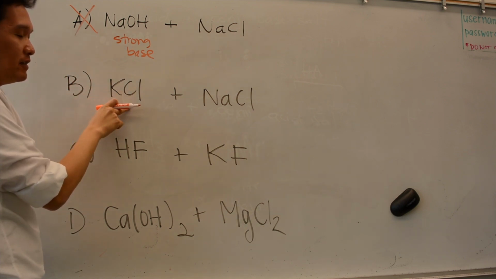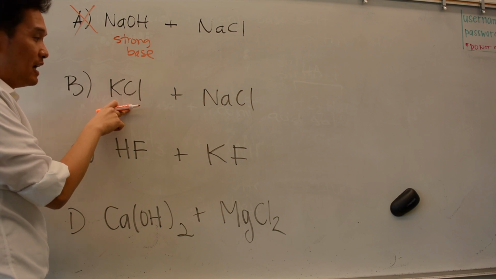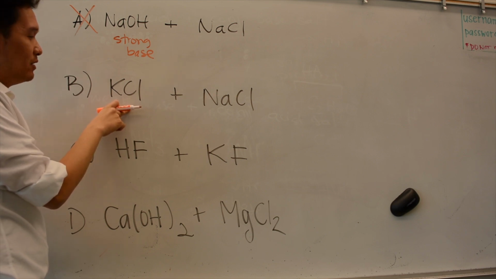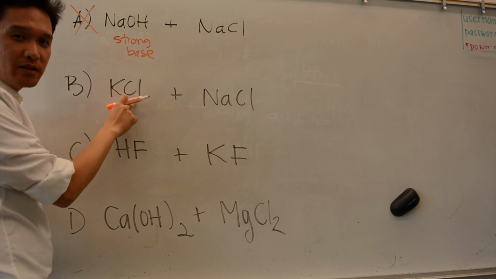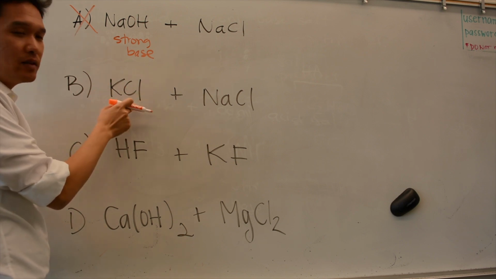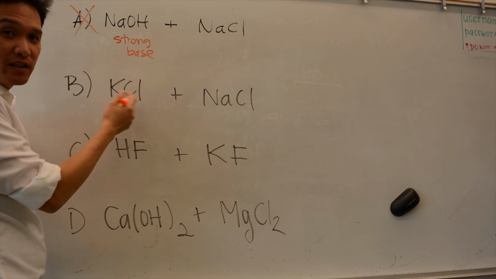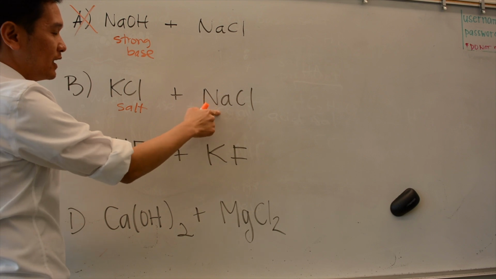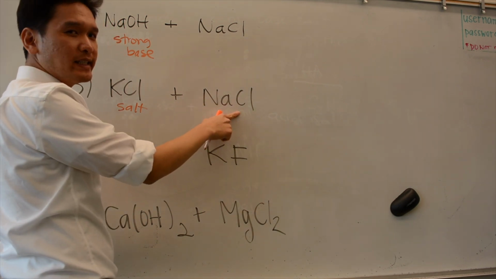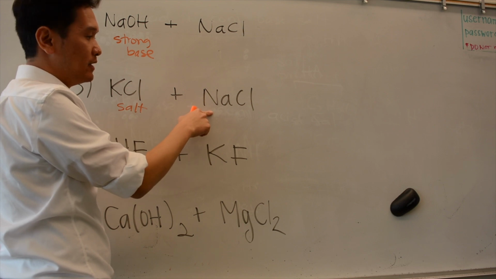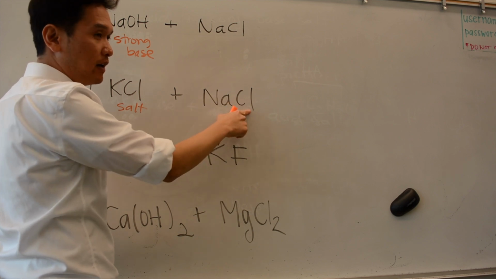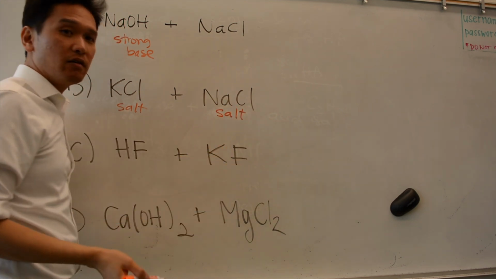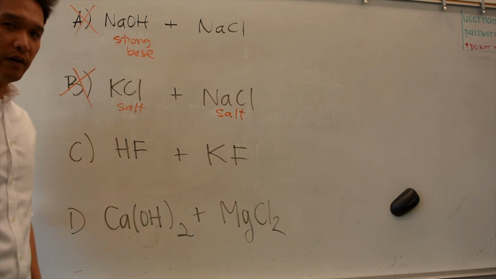Next, B, KCl, is that an acid or a base? Does it have an OH in it? No, so it's not a base. And it has a cation and an anion, so it's an ionic compound. It doesn't have any protons, so it's not even an acid. So this is just a salt. Right? So let's move on to this side. NaCl, is that an acid? It doesn't have protons, it's not an acid, and it again is a cation, anion, so it's an ionic compound. So again, it's just another salt. Two salts together do not make a good buffer.